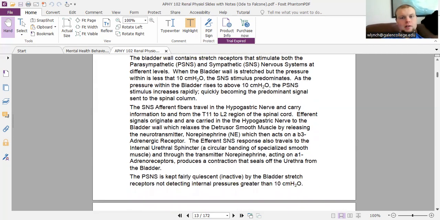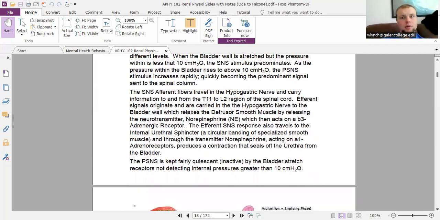The sympathetic nerve afferents are traveling via the hypogastric nerve from the T11 and L2 region. Efferent signals are going to originate and be carried by the hypogastric nerve. This is going to relax the detrusor muscle by norepinephrine binding onto the beta adrenergic receptor. The efferent signaling is going to travel to the internal urethral sphincter and bind to those alpha adrenergic receptors. These are going to produce contraction of the urethral sphincters, sealing off the urethra from the bladder.